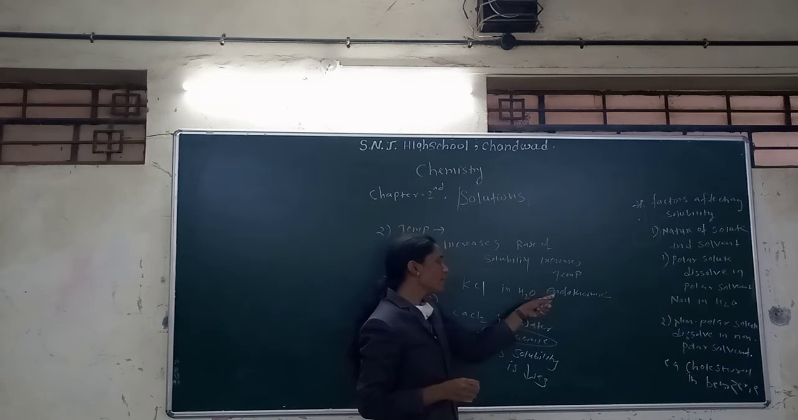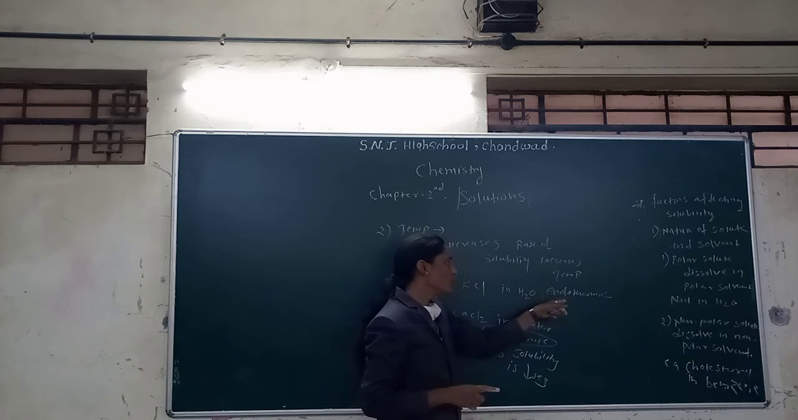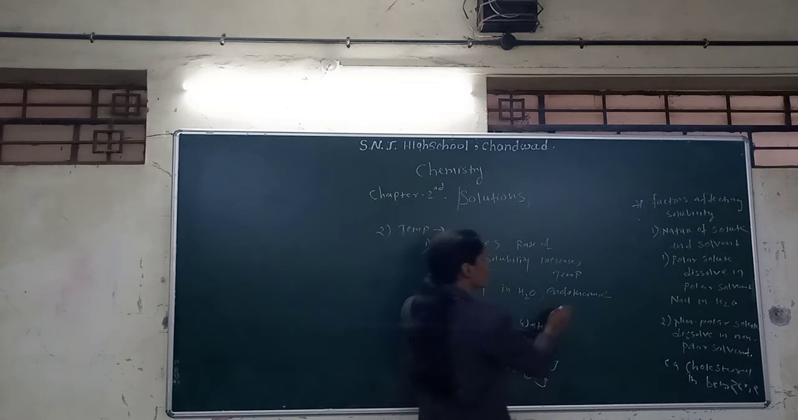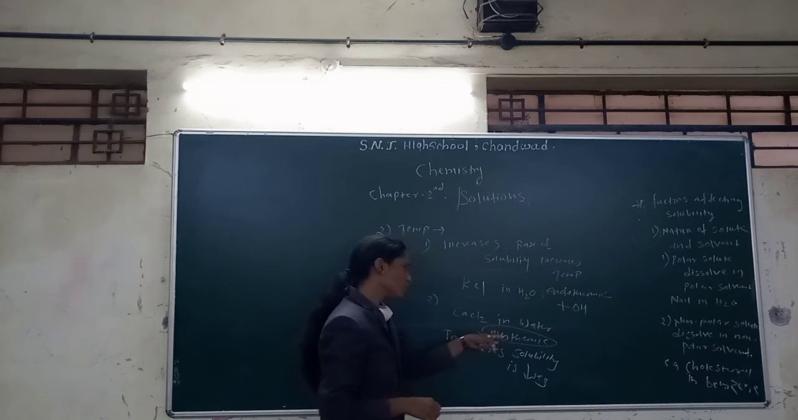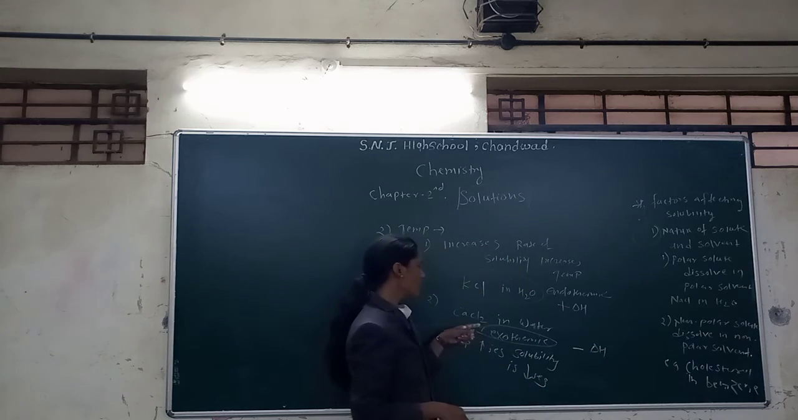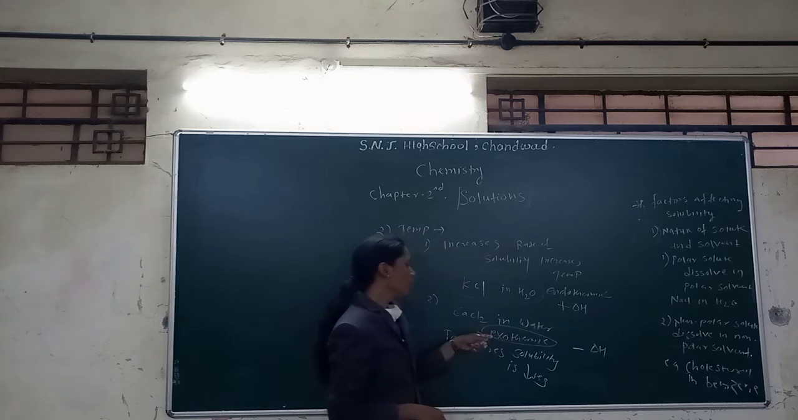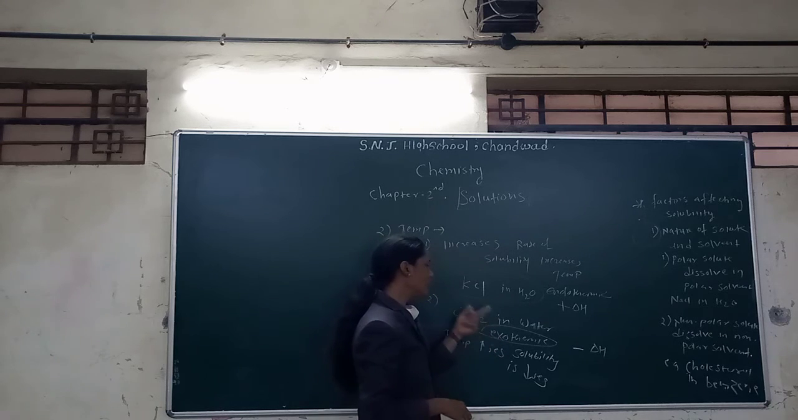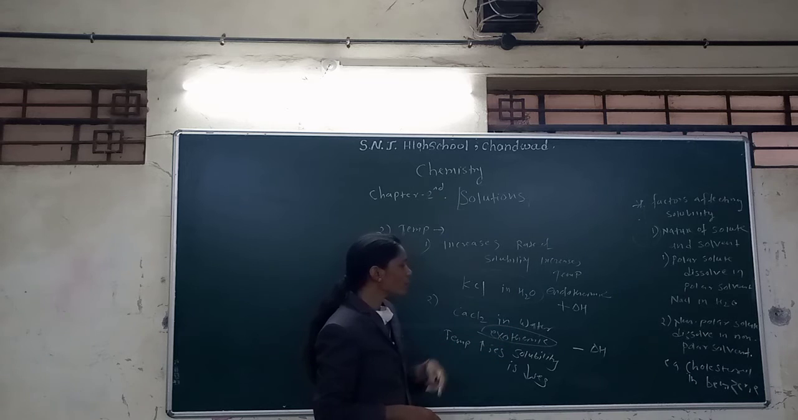Endothermic means heat is required, heat is absorbed, which means plus delta H. And exothermic means heat is evolved, which means minus delta H. When the reaction is carried out, heat is released, therefore it is called an exothermic reaction.